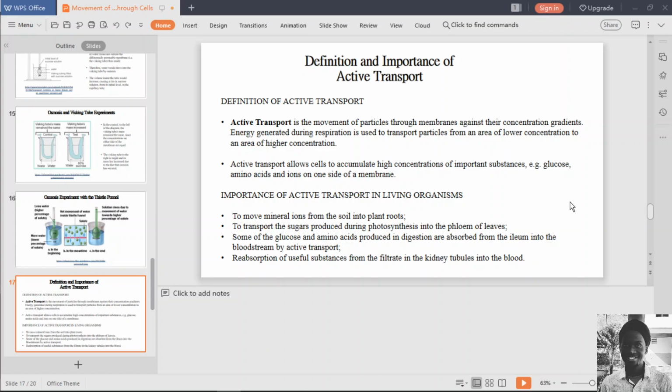Okay, and also some of the glucose and amino acids produced in digestion are absorbed from the ileum into the bloodstream by active transport. Active transport is also needed to reabsorb useful substances from the filtrate in the kidney tubules into the blood. So active transport, just as diffusion and osmosis, is very important.